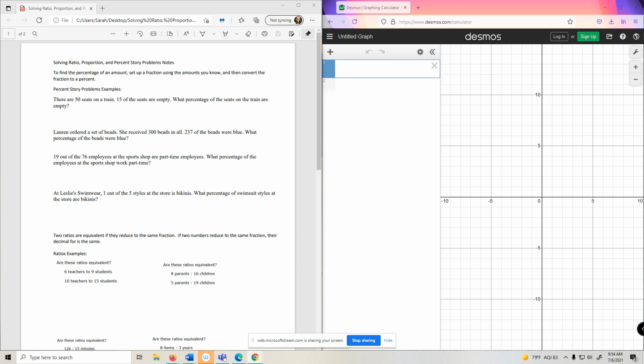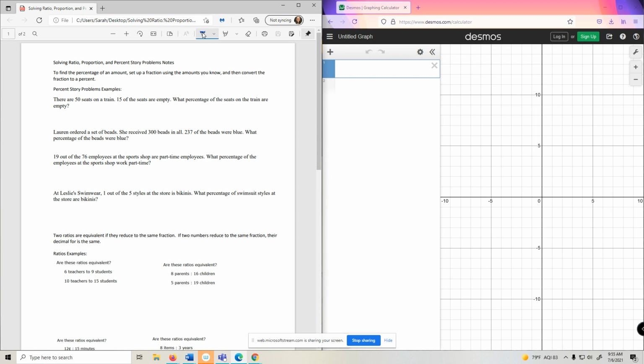Hello, today we're going to look at some word problems that involve ratios, proportions, and percents. We're going to start off with percents, and specifically what you'll be doing is finding the percentage of a full amount. So let's use this first problem as an example. There are 50 seats on a train. 15 of the seats are empty. What percentage of the seats on the train are empty?